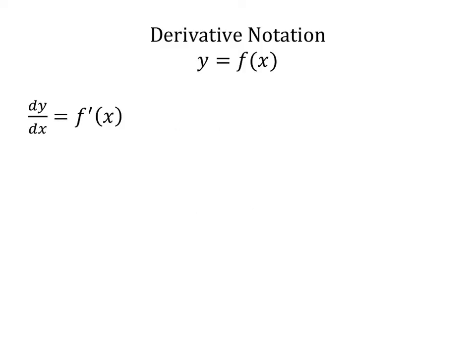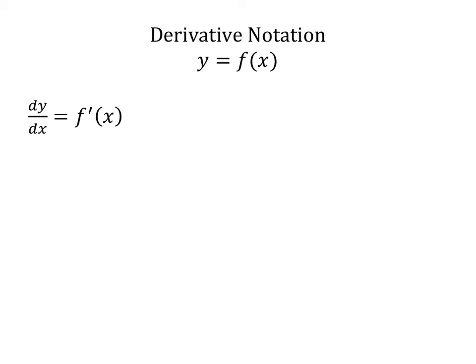Derivative notation given y equals f of x. So we have two different ways to represent this. We have dy dx and f prime of x. Again, these two different ones, they're both the same thing. It just happens that one is Newton's notation and one was Leibniz notation. And like I said last class, they were actually developing calculus at the same time. So that's why we have two different notations for it.